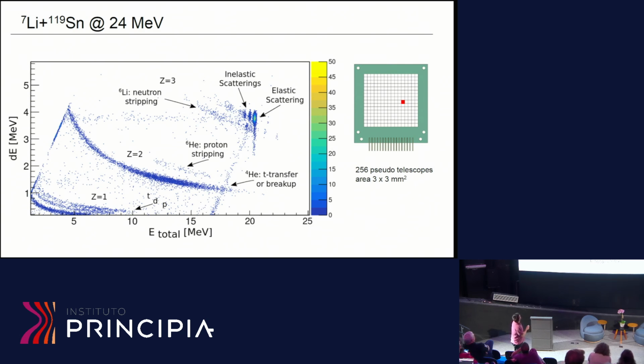This is an experiment that we have done with lithium-7 on tin-119, more or less around the Coulomb barrier. We can see here, of course, the elastic scattering, but then we also see this neutron stripping, so we are forming lithium-6. We see, again, helium-6, so this is a proton stripping. We see, of course, alphas. We see tritons, deuterons, and protons, and we are very happy, very satisfied with this kind of spectrum.